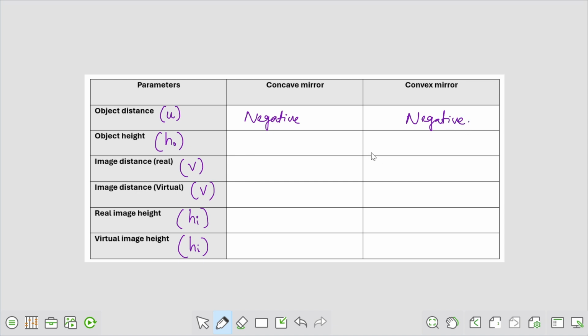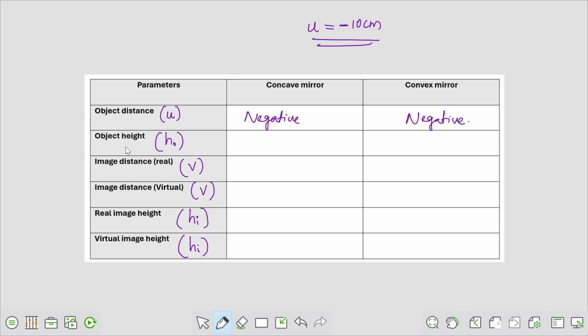Okay, so when object distance is 10 centimeter, you can write U equal to minus 10 centimeter. What does this minus indicate? It indicates that your object is at the left side of the mirror.